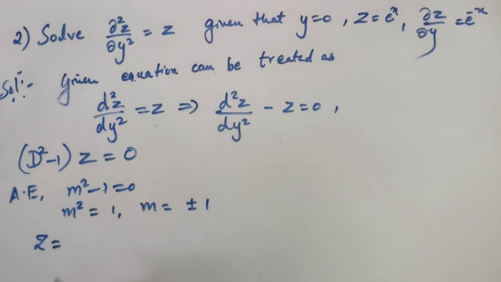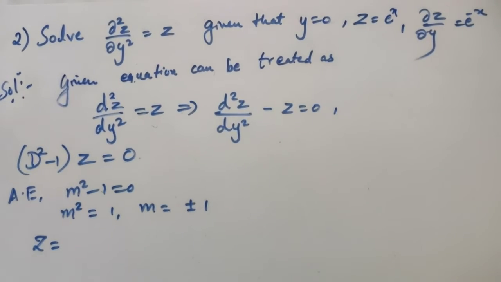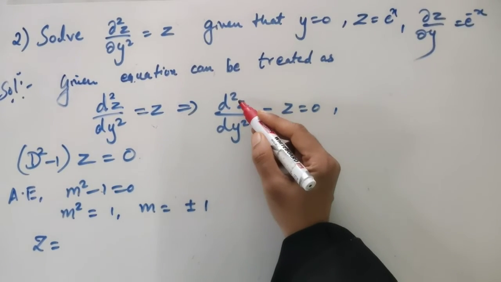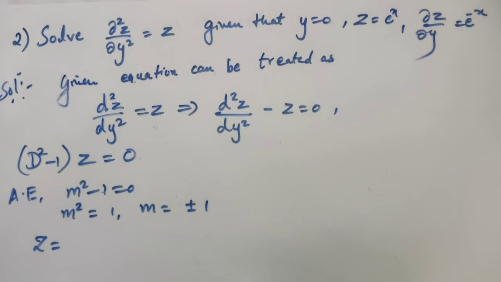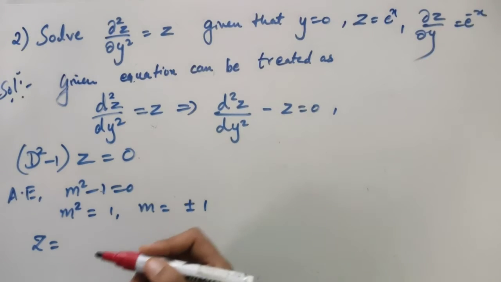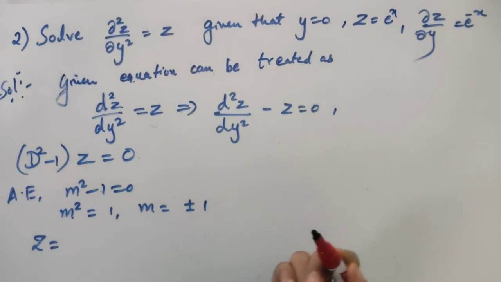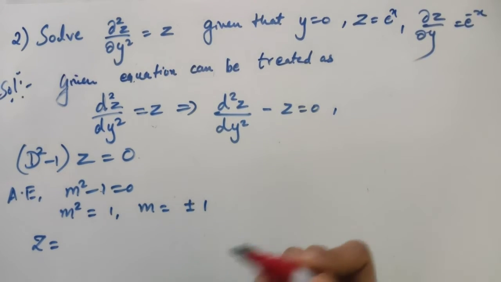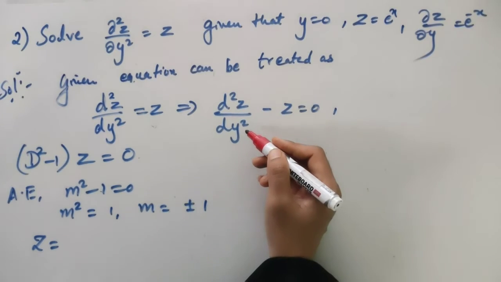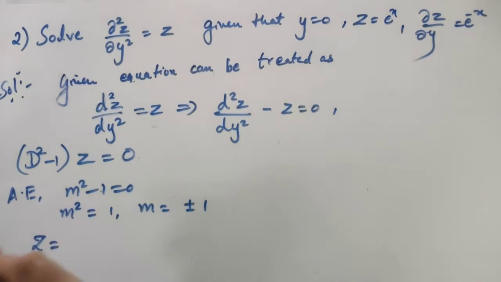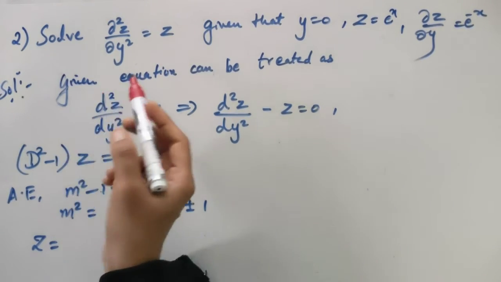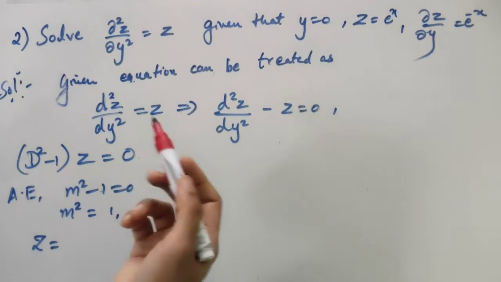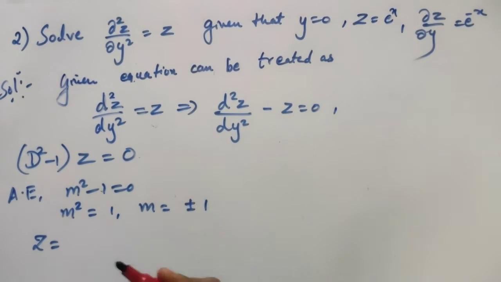So what should be z? Look at this, you are given the derivative of z with respect to y, so the solution contains y, not x. In place of x you have to write y everywhere. And instead of writing c1 and c2 like in the previous case, we are going to attach arbitrary functions of x, because these are partial derivatives with respect to y. It's a partial differential equation with respect to y, so x is treated as constant. So instead of arbitrary constants, write functions of x as arbitrary constants.